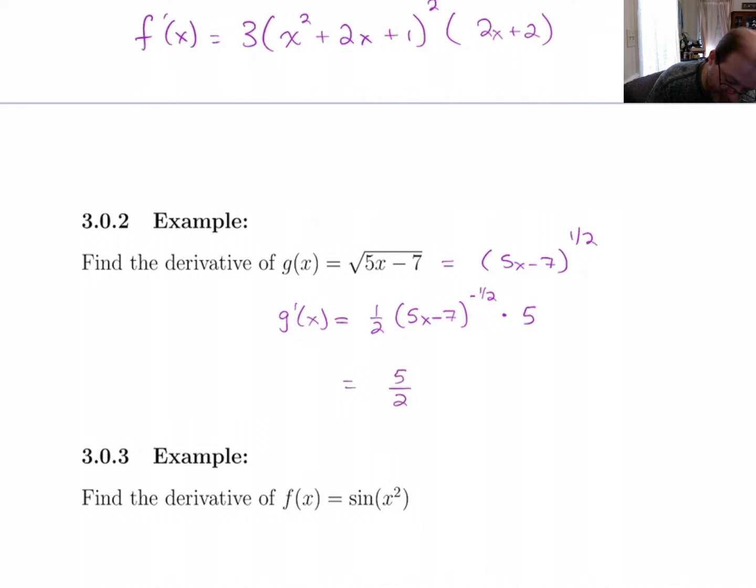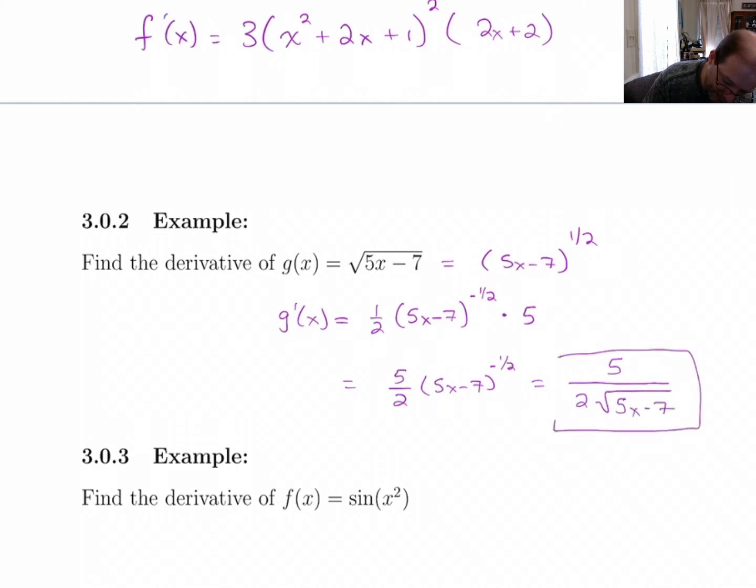So I get 5 halves times 5x minus 7 to the negative half power. That means we can move this downstairs for the negative and make it a square root for the half. And that's my derivative there.